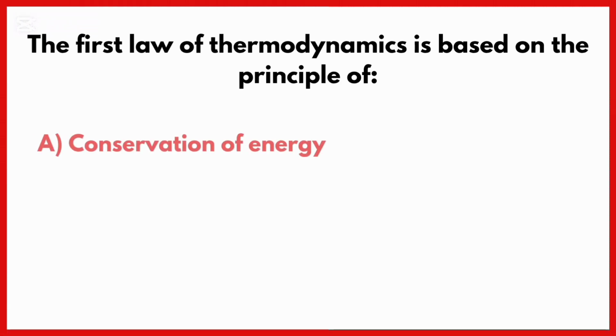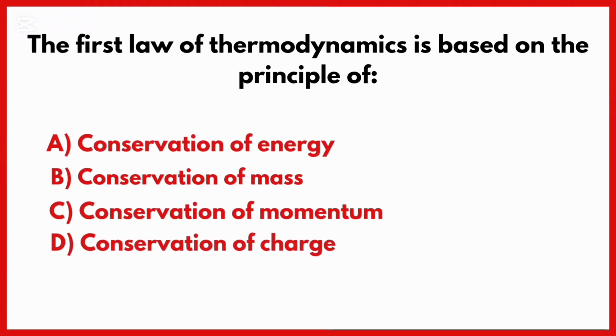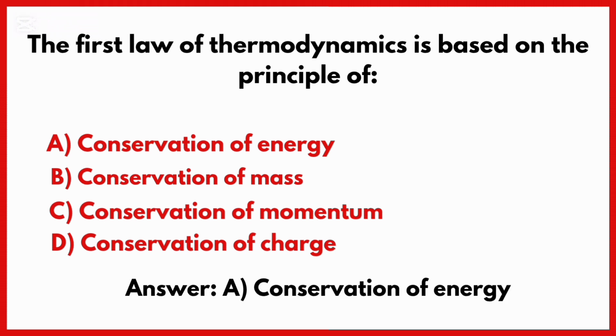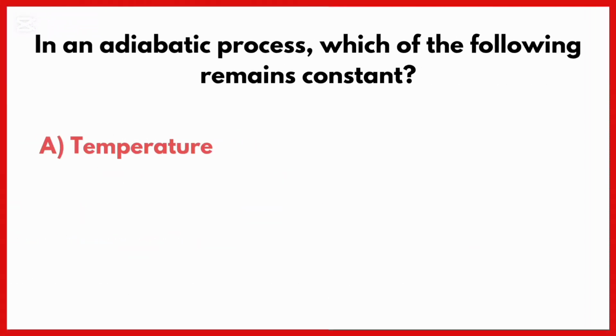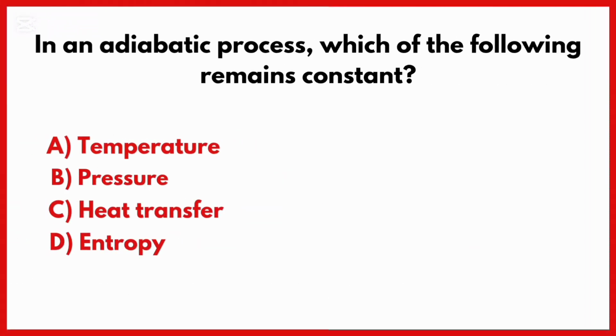The first law of thermodynamics is based on the principle of. Correct answer is option A, conservation of energy. In an adiabatic process, which of the following remains constant? Correct answer is option C, heat transfer.